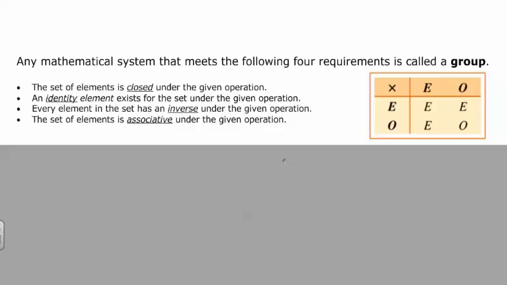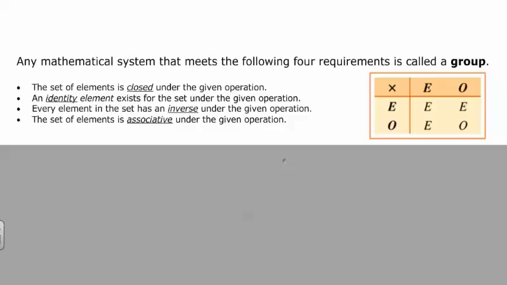Every element in the set has an inverse under the given operation. That means each element has another element, which could be the same element, which when performed will give you back the identity element. And the set of elements is associative under the given operation of multiplication. Now once it meets those 4 conditions, then we can learn whether it is commutative. Thus, if it meets all 4 requirements and is commutative, then it's a commutative group.